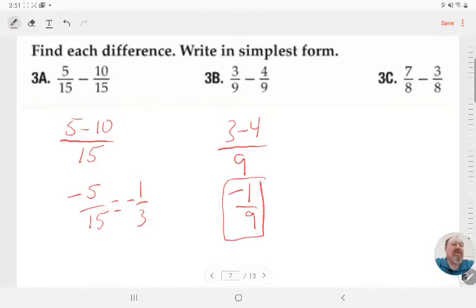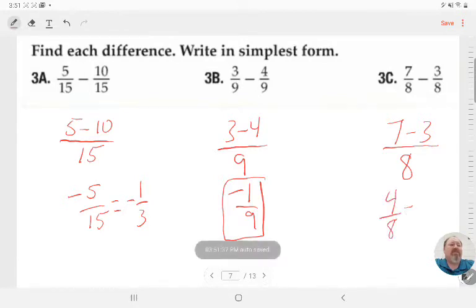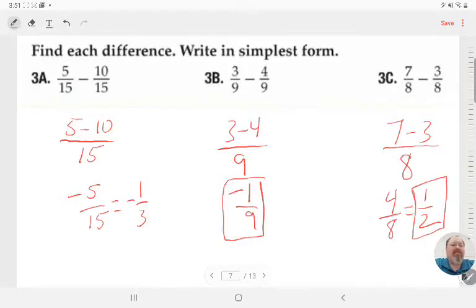Now on 3C, again, 7/8 minus 3/8. I take and subtract the numerators, keep the denominator because they're the same. I just keep it. 7 minus 3 is 4. 4 over 8, which we could simplify that down. 4 goes into 4 one time. 4 goes into 8 two times. So my final answer is 1/2. Okay?